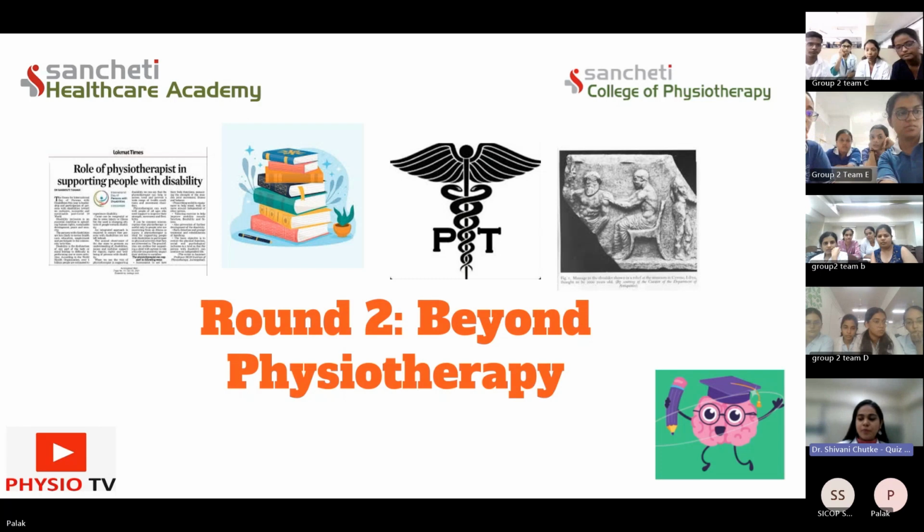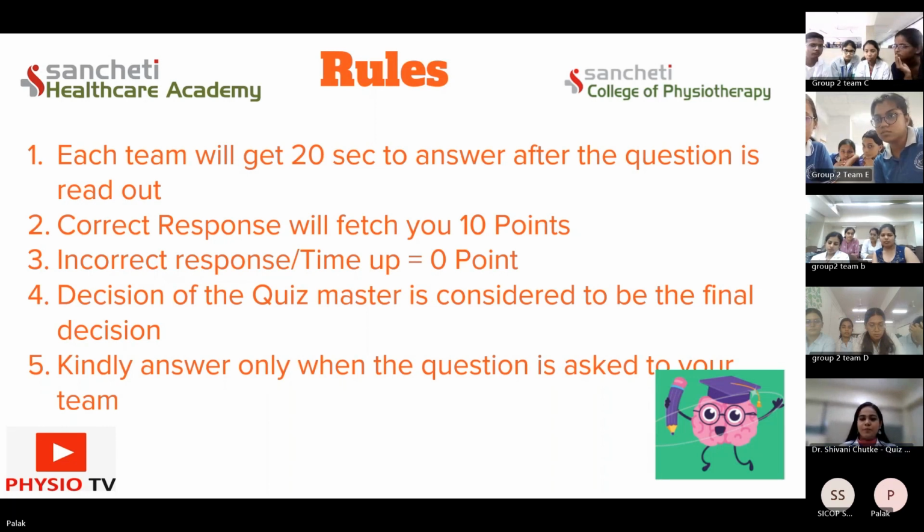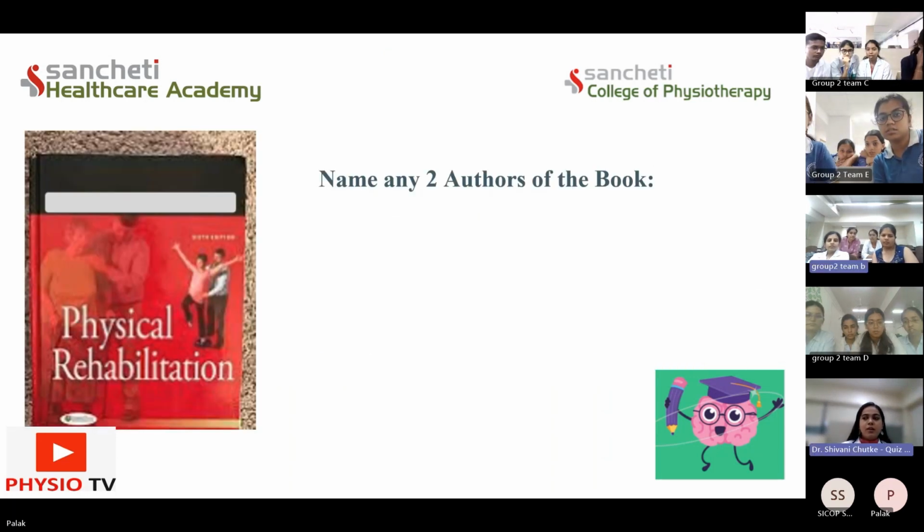Great. Okay. The rules for the second round are similar to the first round. You will be getting 20 seconds to answer after the question is read out. The correct response will fetch you 10 points. An incorrect response will fetch you 0 points. The decision of the quiz master will be considered the final decision. Kindly answer only when the question is being asked to you. Okay. So your question is, you have to name any two authors of the book being displayed.